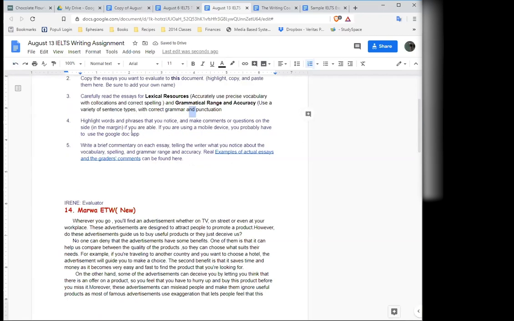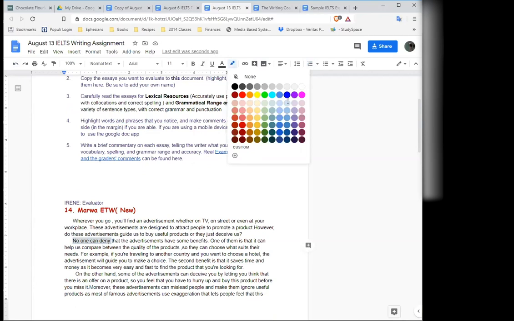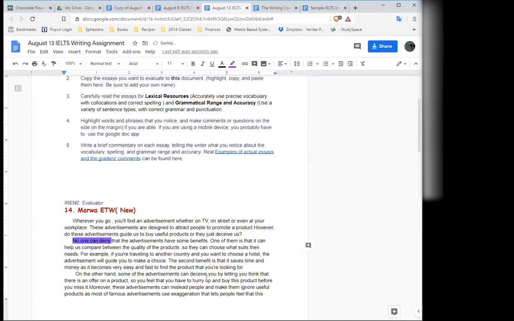So I'm going to read that, and I'm going to highlight words and phrases that I notice that are good vocabulary, like this. No one can deny. Okay, I like it. No one can deny. I'm going to highlight it like this. I'm going to pick a color that I love, purple. I'm going to use purple to highlight the vocabulary and the collocations that I enjoy. Here's one: exaggeration. That's a good word to use. Highlight that.